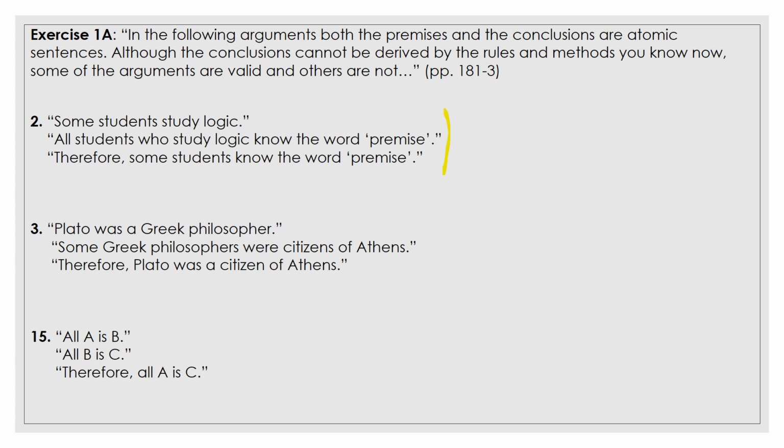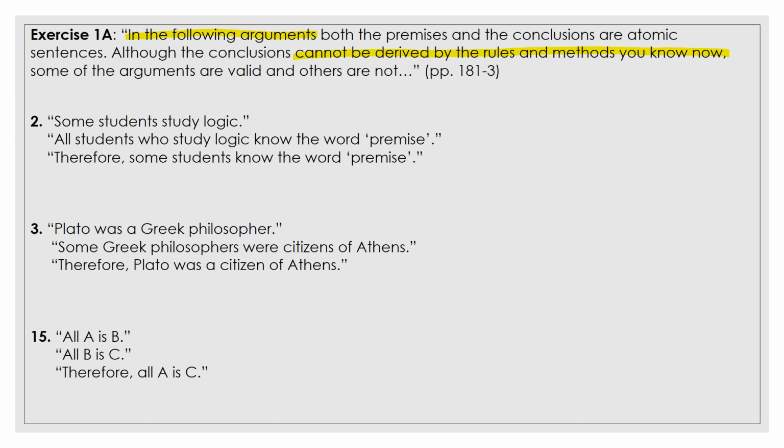But in any case, I only want to look at a few of the problems the textbook provides, starting at page 181. Exercise 1A tells us, in part, that in the following arguments, both the premises and the conclusions are atomic sentences. Although the conclusions cannot be derived by the rules and methods you know now, some of the arguments are valid and others are not. The question is, using our intuitions, is the following argument valid or invalid? Propositional logic simply cannot help us. Now, if you know, for example, traditional Aristotelian logic, these problems will be a piece of cake. But even if you don't know that, they're also pretty straightforward.